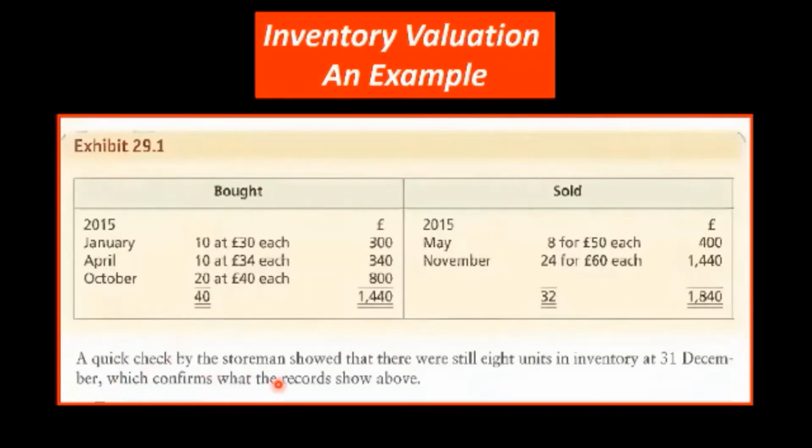A quick check by the storeman showed that there were still 8 units in inventory at 31st December, which confirms what the record shows above, right? So if you bought 40 and you sell 32 here, you should have 8 in stock, right?